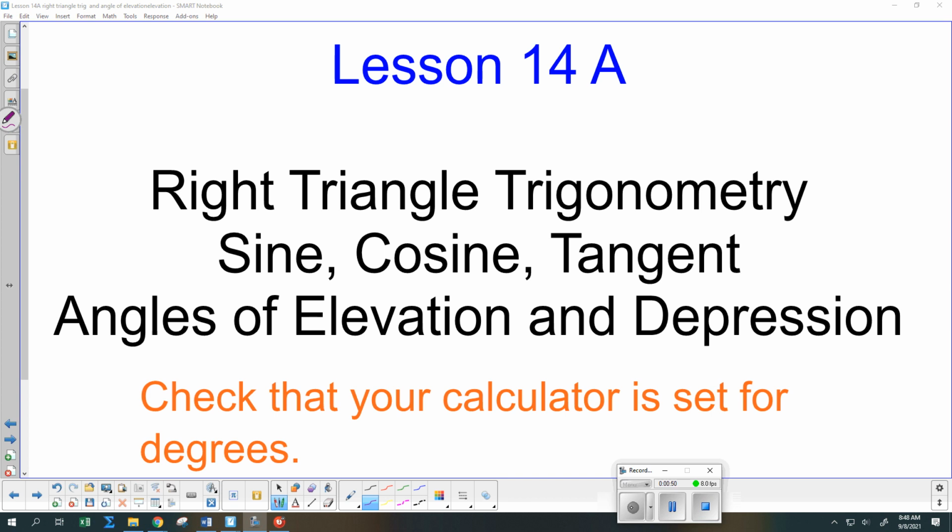Today I will give you a right triangle trig worksheet. Yes, it has some challenging problems on the back. I want you to try. And then tomorrow we'll have the regular problem set out of the book. So that's what my A means there.